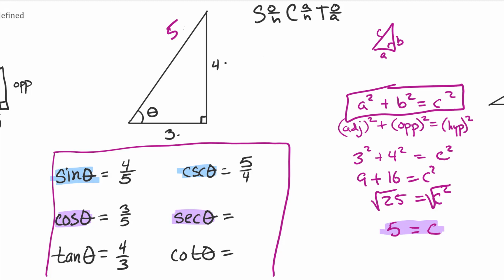3 over 5 flipped over, 5 over 3. These are what we call the reciprocal functions. Cosecant, secant, and cotangent are reciprocal functions. Lastly, we have tangent and cotangent. They are just reciprocals of each other.